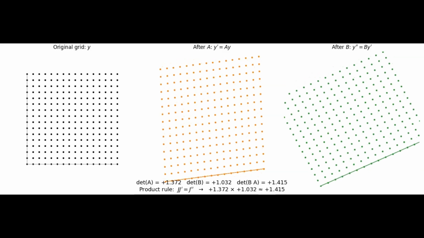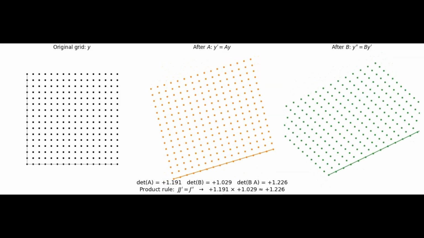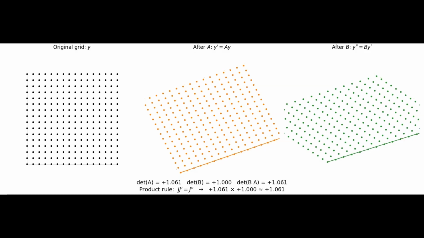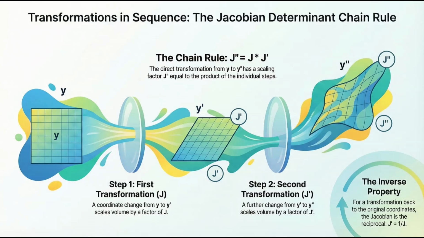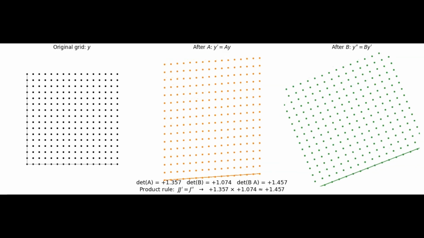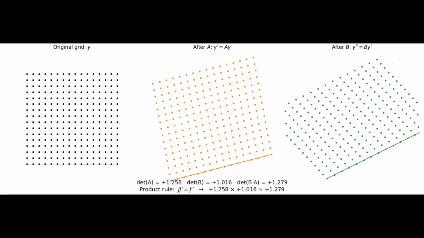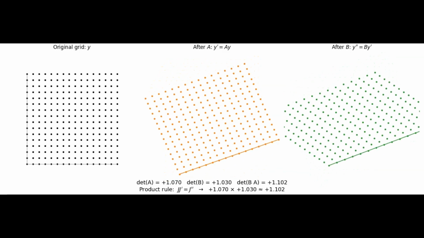So we're going to quickly break down the key chain rule properties that make all of this work, especially when you're making multiple changes. First up, we've got the product rule. This is all about what happens when you do transformations back to back. The total scaling factor you end up with is just the product of the scaling factors from each individual step.